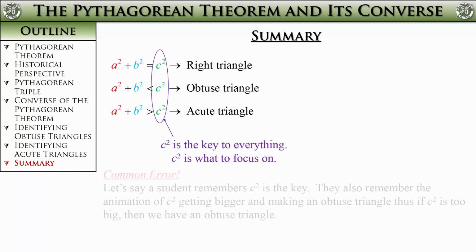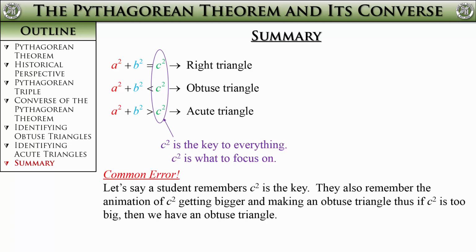There is a common error students make. Let's say a student remembers c squared is the key. They also remember the animation of c squared getting bigger and making an obtuse triangle. Thus, if c squared is too big, then we have an obtuse triangle. All of that is perfectly correct. That is absolutely what they have to remember. Given that logic, the student should be using this formula. This is the one that says c squared is too big.